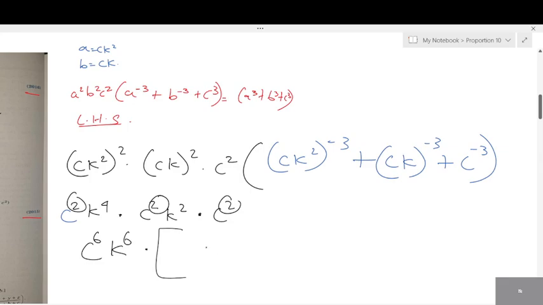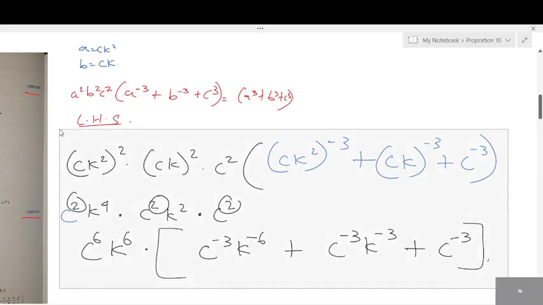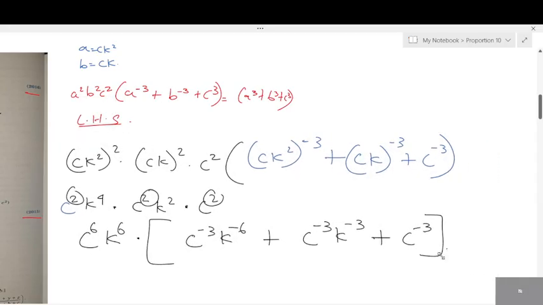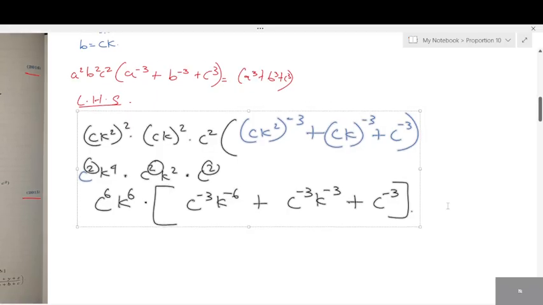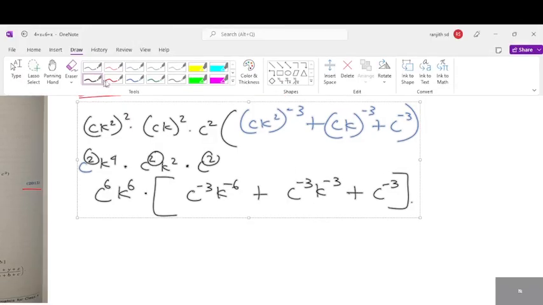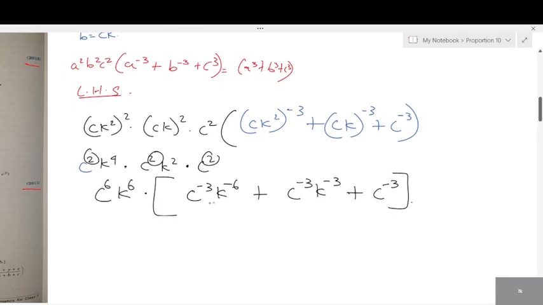Next. Here, open the bracket. What do you get? C minus 3 into K minus 6. C minus 3 into 3 plus C minus 3 minus 3. Look, as I solve, concentrate. If you have any doubts, let me know. This is an important question. Only this question has negative exponents, degree. Next, C6, K6 as it is.